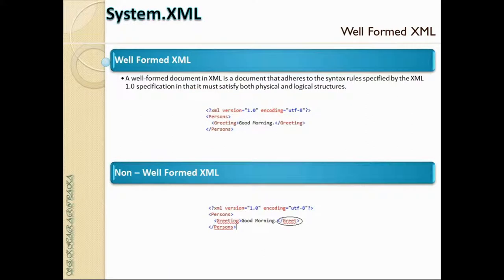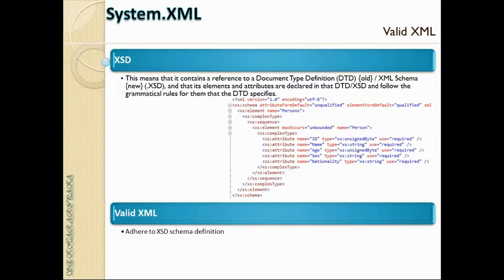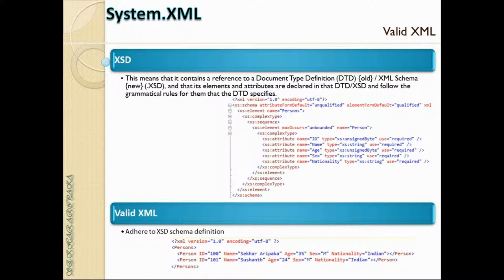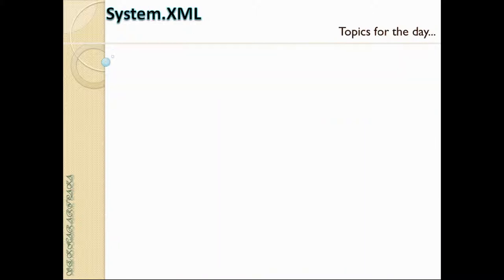And we did see what a well-formed XML is, and a well-formed XML is one that adheres to the W3C specifications for XML. A valid XML is one that adheres to the data type definition specifications, or an XSD, which is XML Schema Definition, given for the given XML document. So if it adheres to that definition, it stands true as a valid XML file. So this is a very important thing. And we did see what an XSD or schema looks like as well.